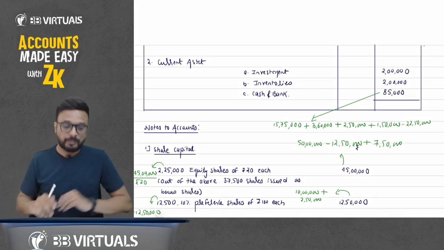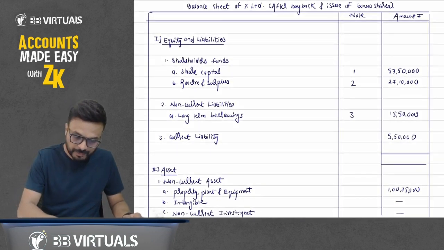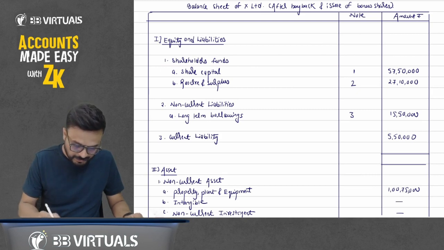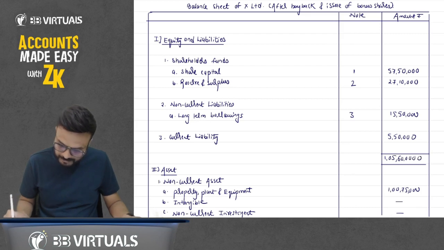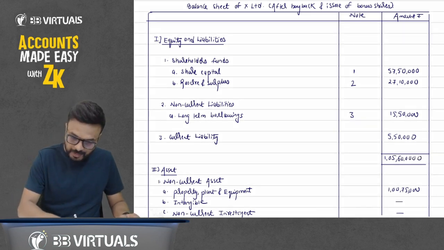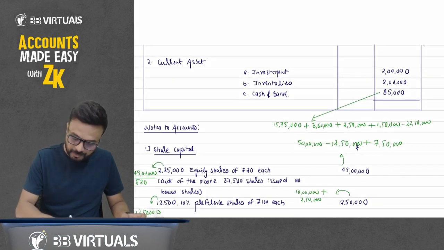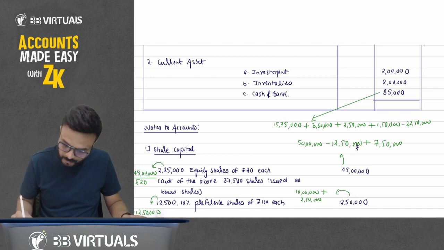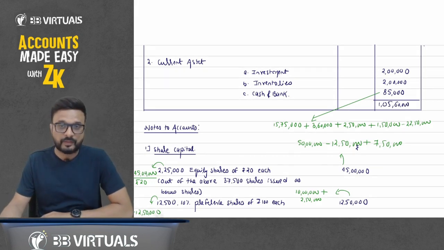Now do the total of the balance sheet. 57,50,000 plus 27,10,000 plus 15,50,000 plus 5,50,000. That comes to 1 crore 5,60,000. Now the asset side: 1 crore 75,000 plus 2 lakhs plus 2 lakhs plus 85,000. That comes to 1 crore 5,60,000. Done.